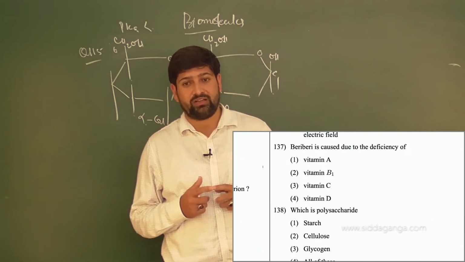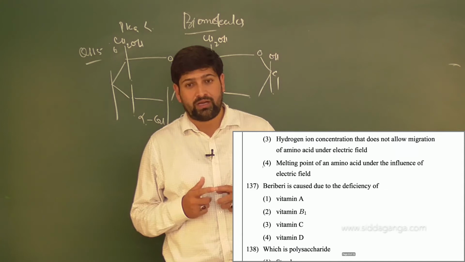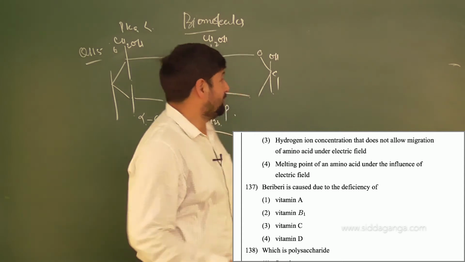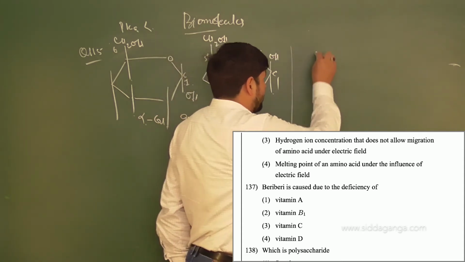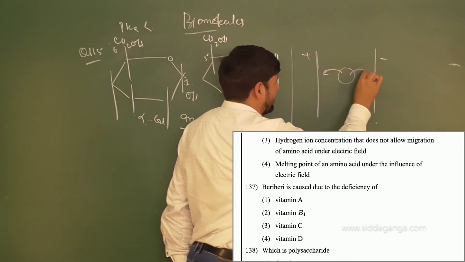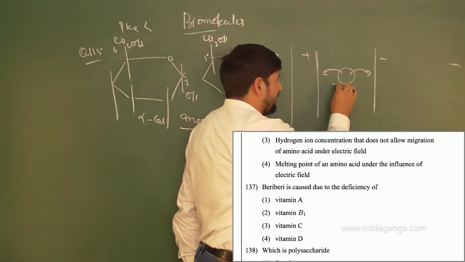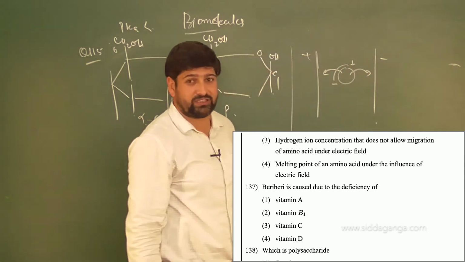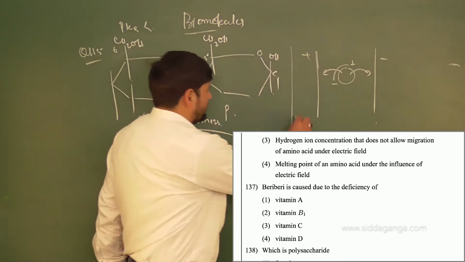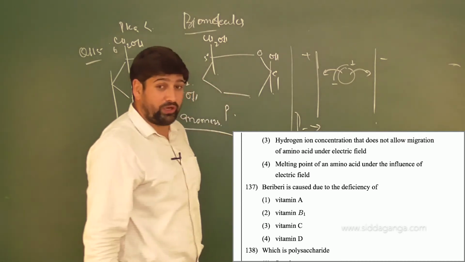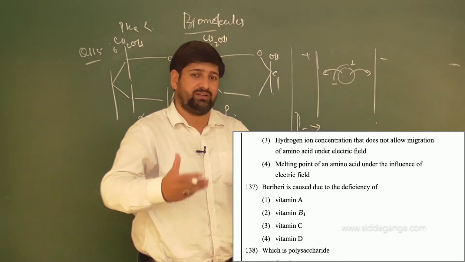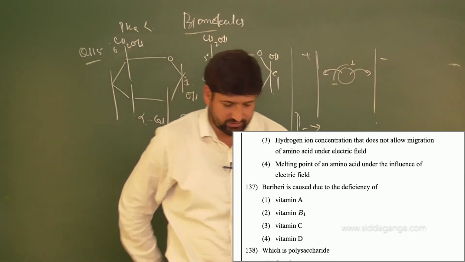It is the hydrogen ion concentration that does not allow migration of the amino acid under an electric field. If we have plus and minus electrodes, the amino acid is neither able to move towards the cathode nor towards the anode, indicating there are equal amounts of charges on such an ion, which has polarity but net polarity is 0, and is called a zwitterion. So the pI, the isoelectric point, is technically the pH at which net mobility of the amino acid does not occur. So the correct option will be option 3, children, for this.